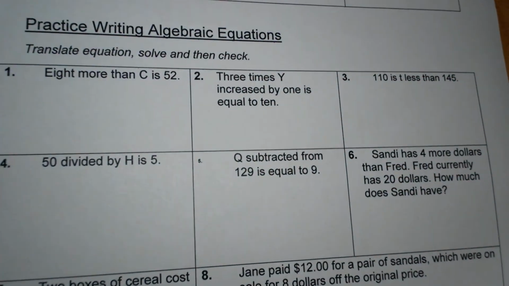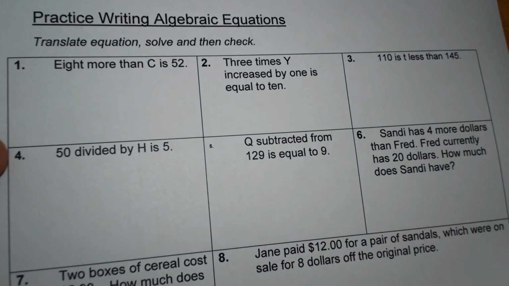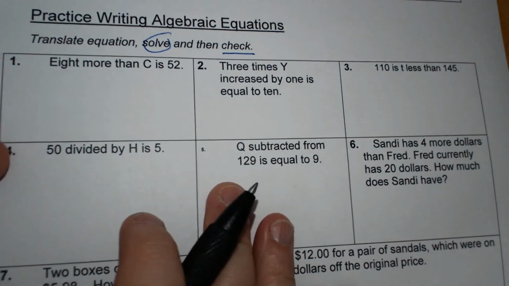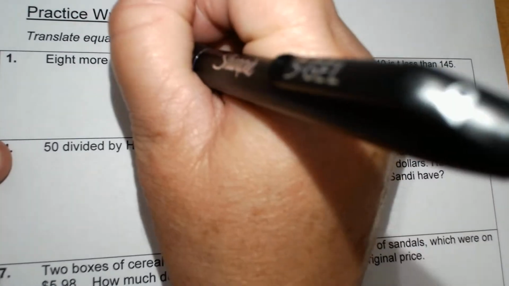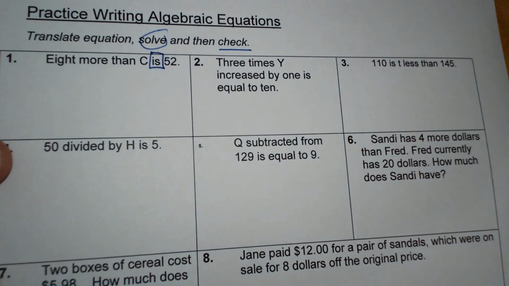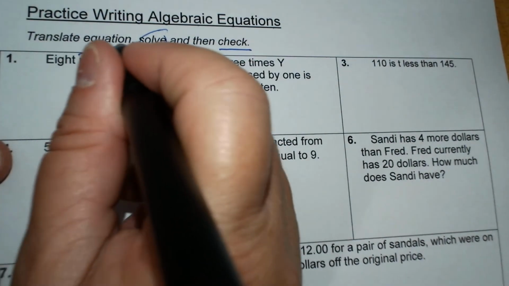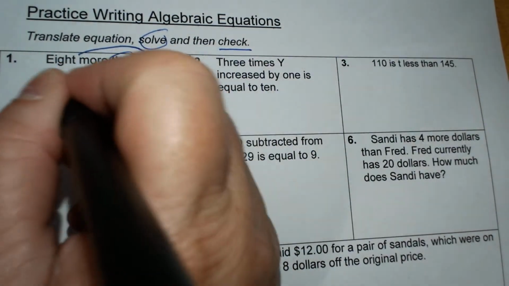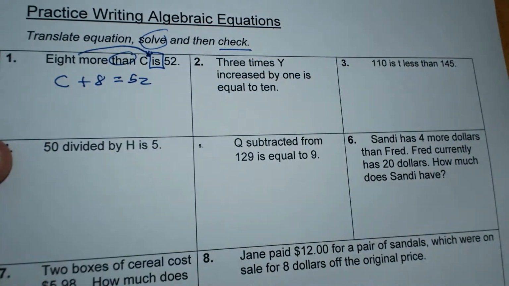Here we're going to practice writing algebraic equations, and then we're going to solve them and check them. Okay, here we go. The word we're looking for is "is." We're going to put a box. That is the fence, just like when you were solving equations. Then makes it go to the back, but before the is. 8 more than C is C plus 8 is 52.